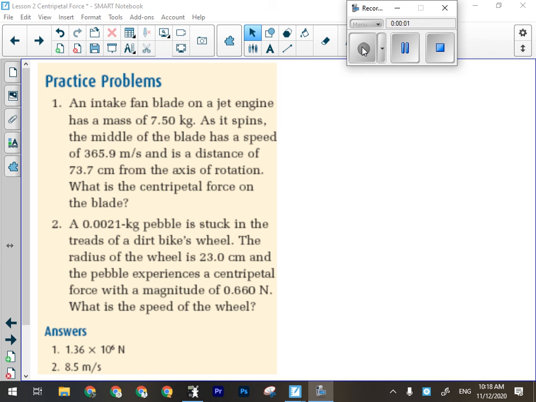All right, so last week we were talking about centripetal force. We looked at banked curves and unbanked curves as examples of those. These are much simpler than those. We have an intake fan blade on a jet engine that has a mass of 7.5 kilograms. So they gave us m being 7.5 kilograms. As it spins, the middle of the blade has a speed of 365.9 meters per second.